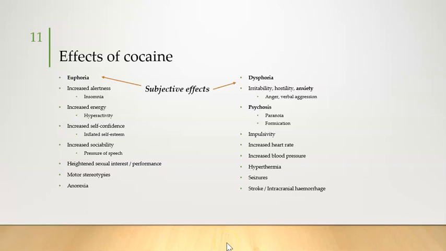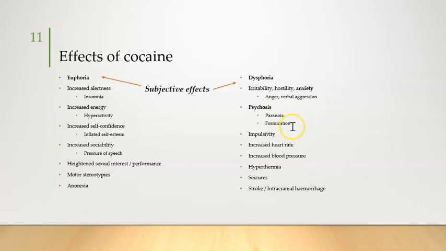Now here's the list of other effects of cocaine. You can read through them. We've got increased energy, increased alertness. We've got some negative things like increased blood pressure and heart rate, seizures, stroke can happen. But one that I want to talk about would be anxiety. We can cause anxiety and psychosis. So paranoia and formication can also happen. So you can see I've put those ones in bold a bit so that you know that those are some ones that we're probably going to talk about a bit more, guys.